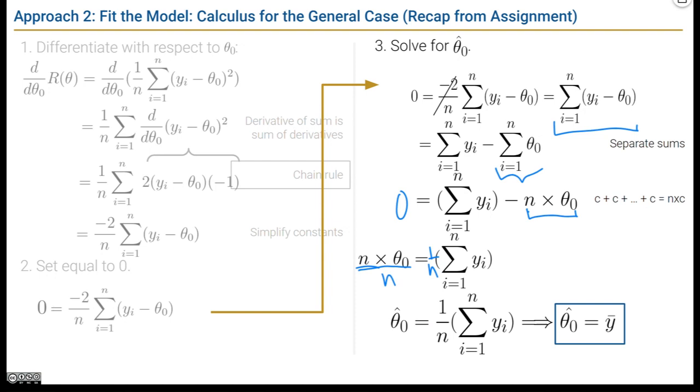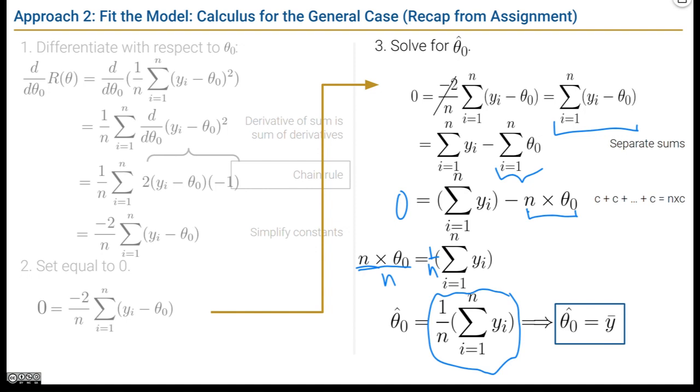And that's going to lead me to theta naught is... Yes, that's correct. The mean of your y data points. And that's exactly what we found. That's why we ended up with 25 in the previous picture.